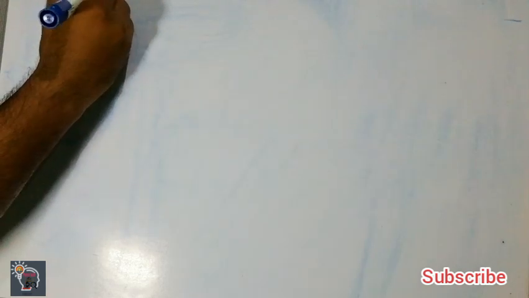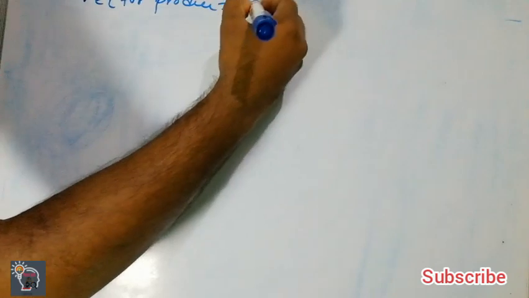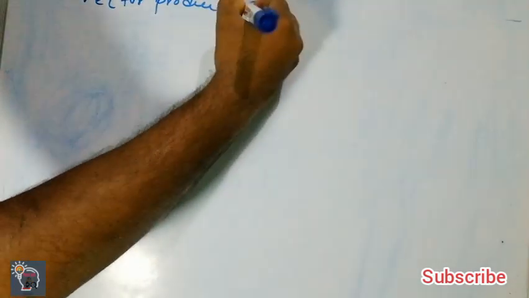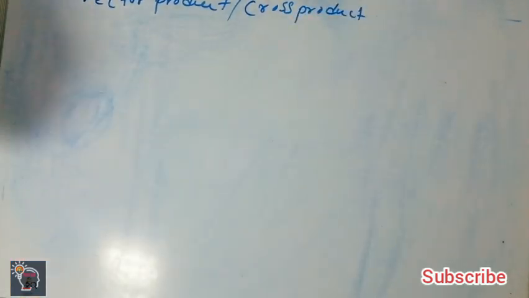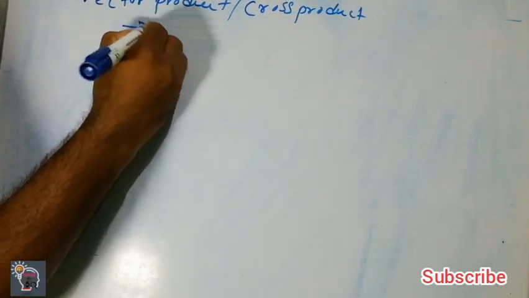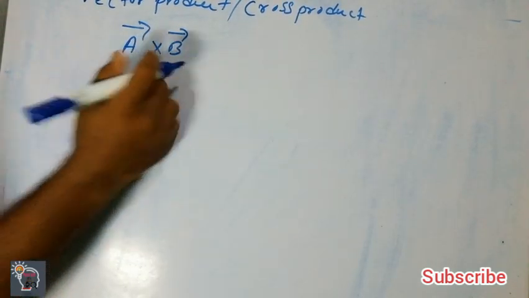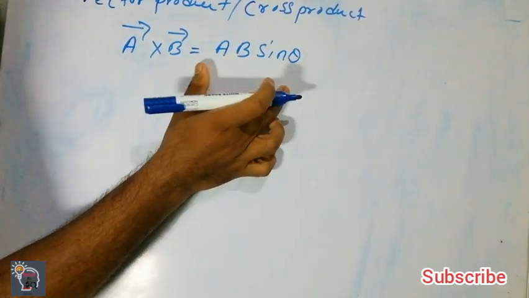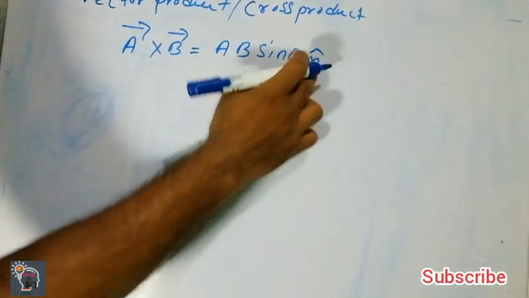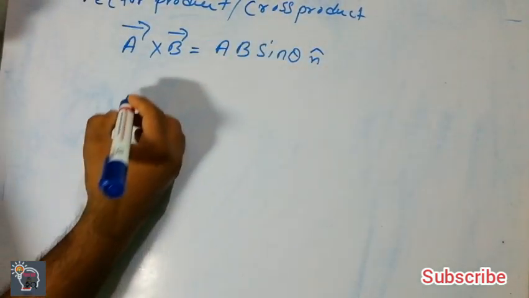Now the vector product or cross product. Here the formula is A cross B, for two vectors A vector and B vector. A cross B is equal to AB sin theta, this is the scalar quantity, and n cap. n cap is an arbitrary unit vector perpendicular to both A and B, containing the plane.